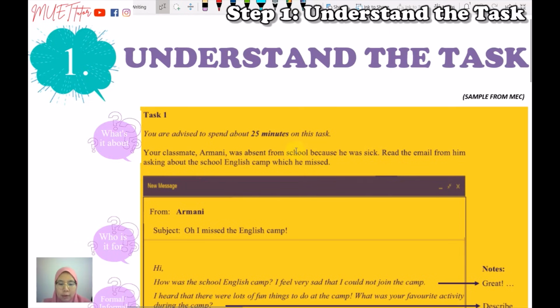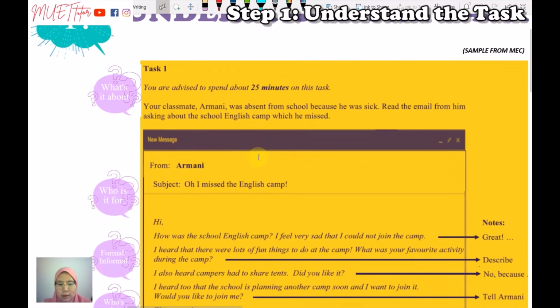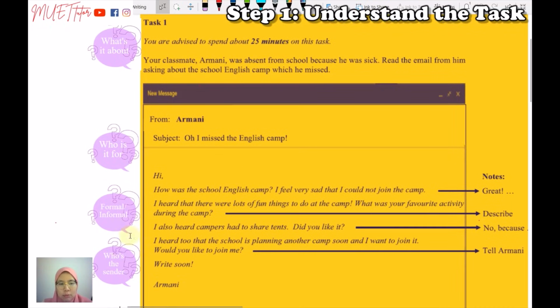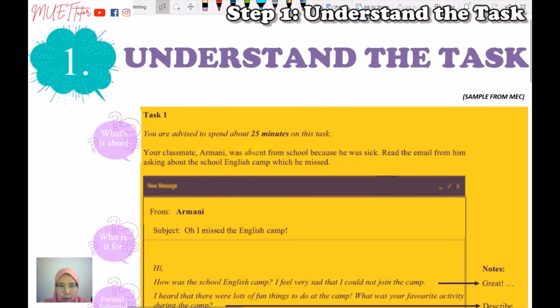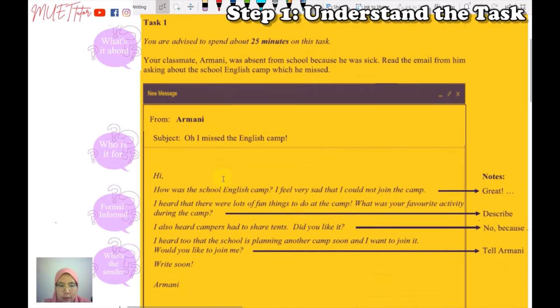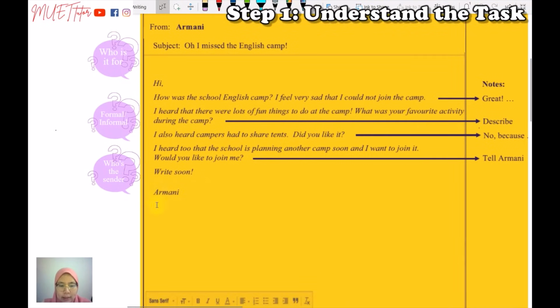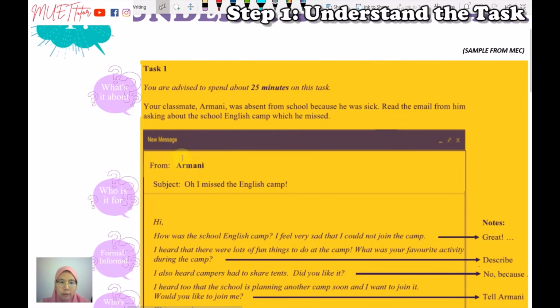There are a few things to watch out for, so ask yourself when you see this question, who is the writer or the sender? There are 2 places where you can find it. One, it's in the statement at the top here, Armani, and then towards the end of the letter or email where the writer signs off. And then if it's an email, the sender's name is mentioned at the top of the email after the word from, as you can see here.